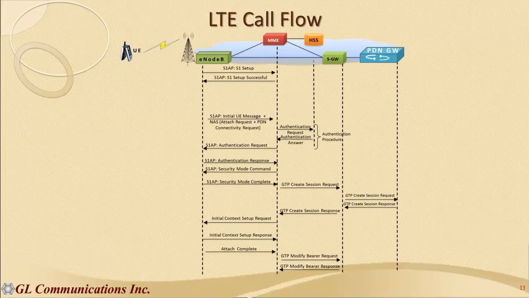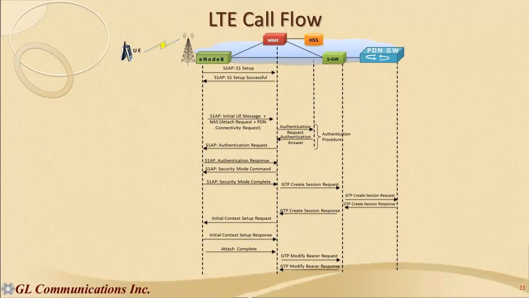This is a typical call flow where the LTE call is achieved from end-to-end call between UE to PDN gateway, how the context is going to be established, how the authentication or RAB assignment procedures are established between eNode B, MME, HSS, SGW and PGW. So this is what we are going to simulate with our application.